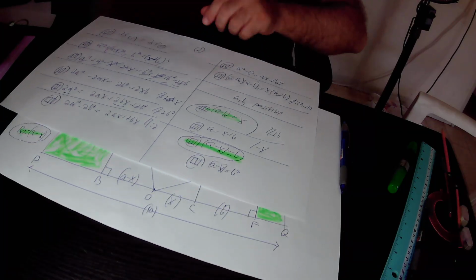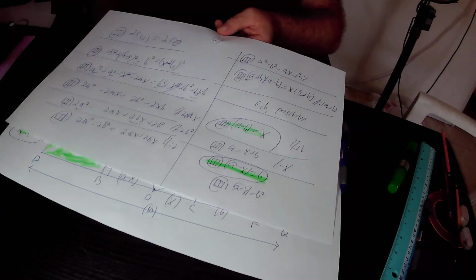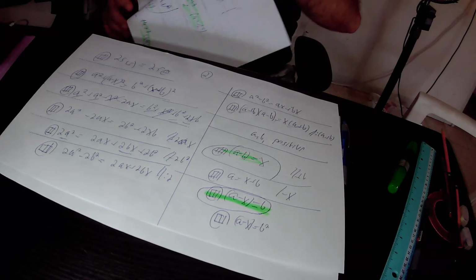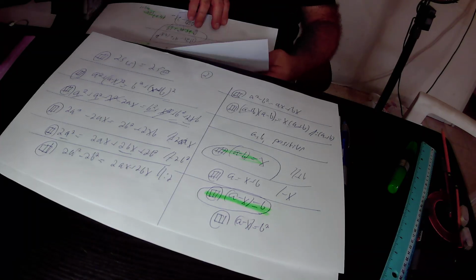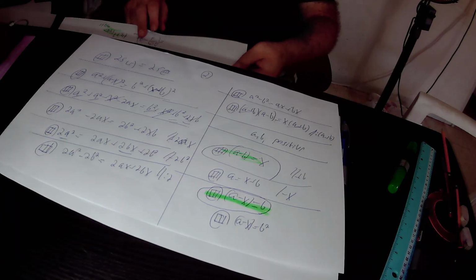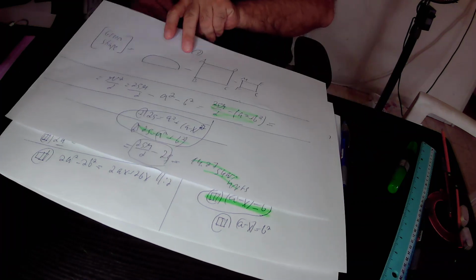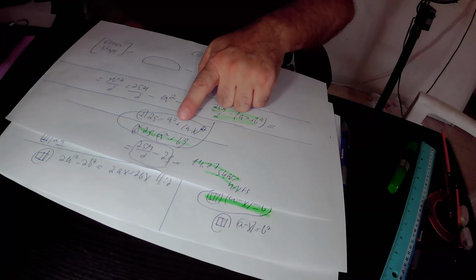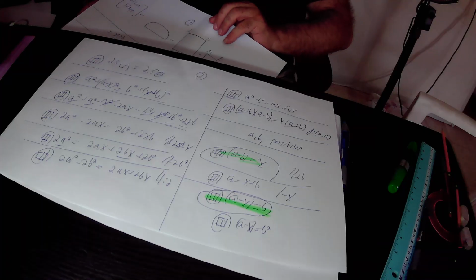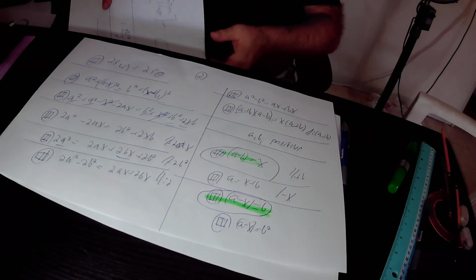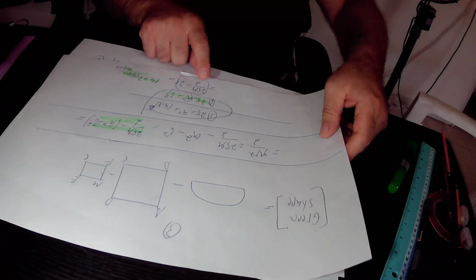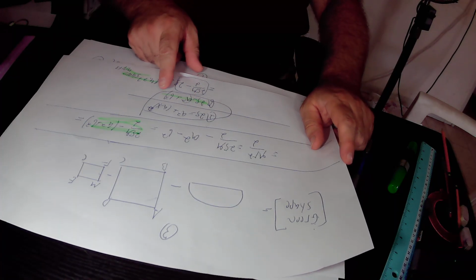Here, according to equation 1, we have already found out that 25 equals A squared plus (A minus X) squared. And again, according to equation 1, 25 equals A squared plus (A minus X) squared.